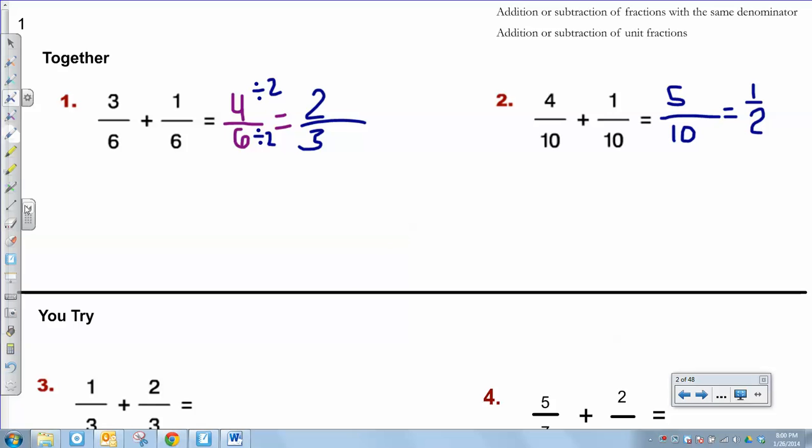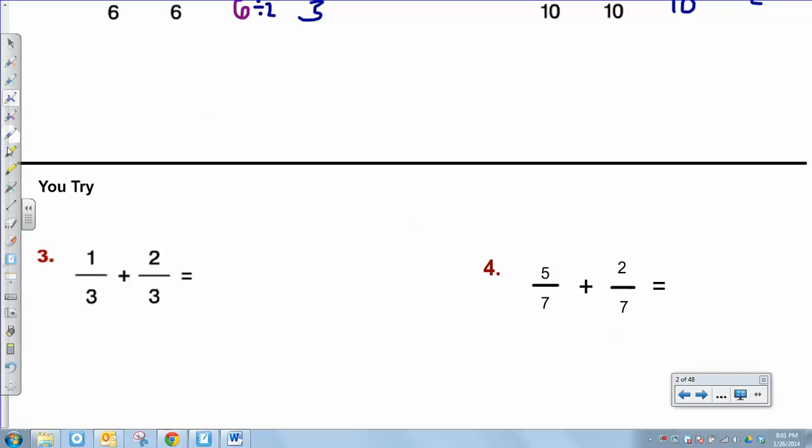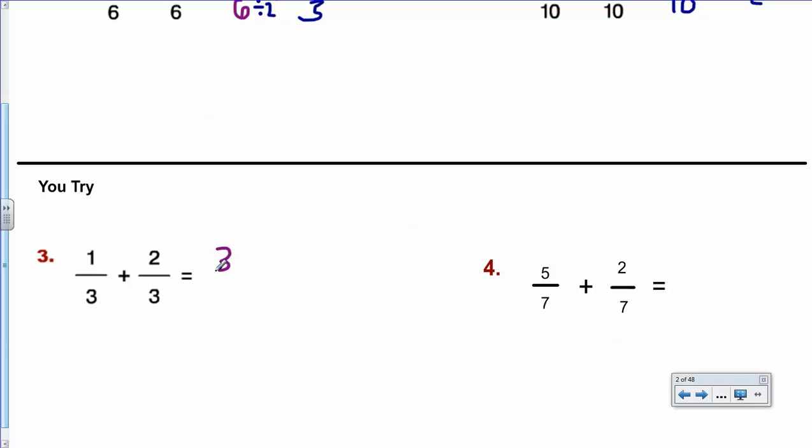Now you can pause the video and do the 2 You Try problems, and I'll be back with the answer in just a second. So go ahead and hit pause. All right, I have a common denominator of 3, so 3 over 3 in simplest form is equal to 1. Again, 5 plus 2 is 7. 7 over 7 is equal to 1. So those are my answers for those 2 You Try problems.